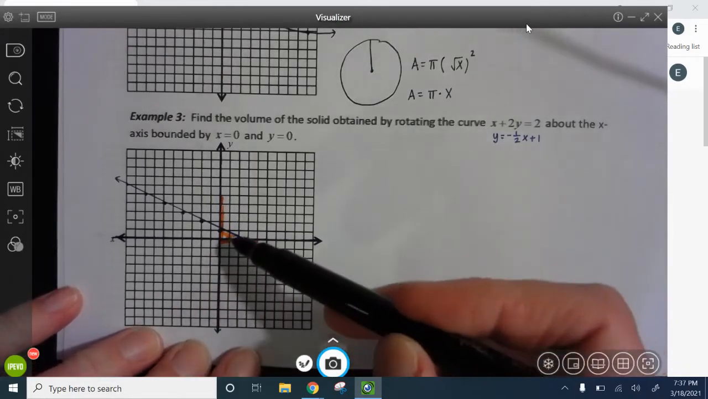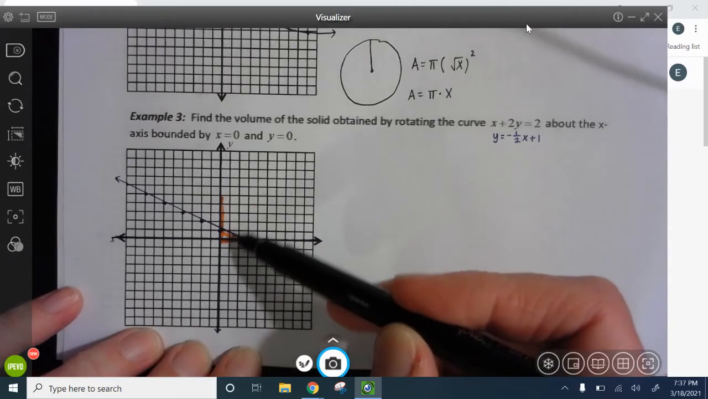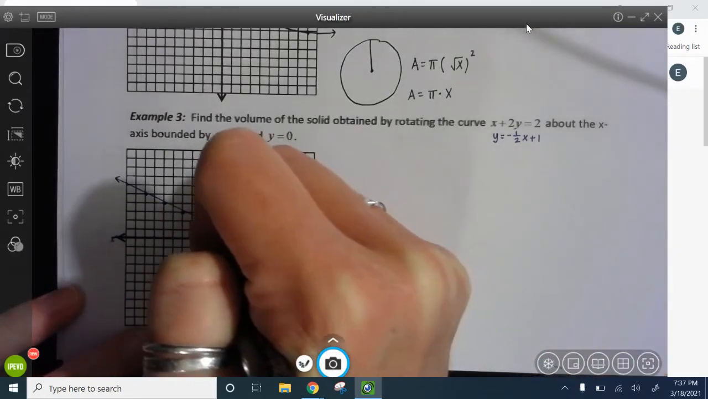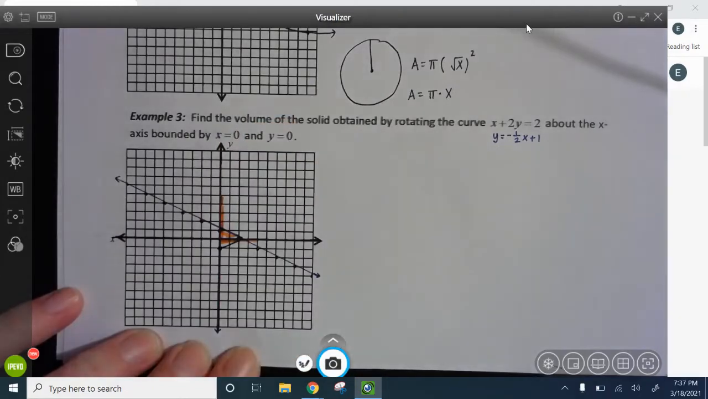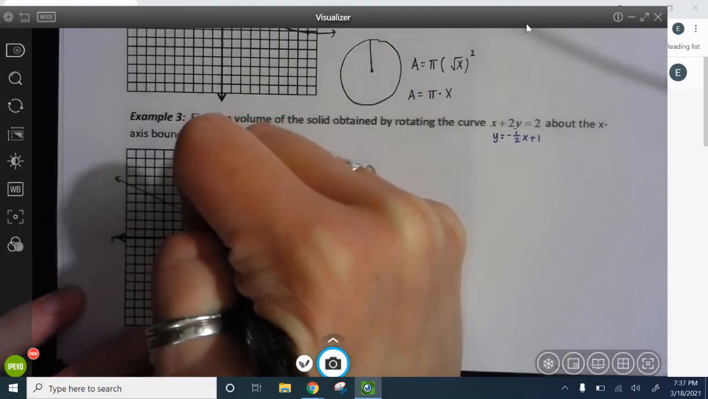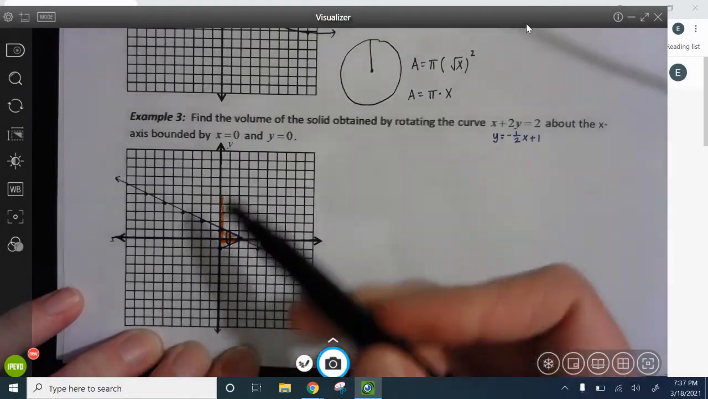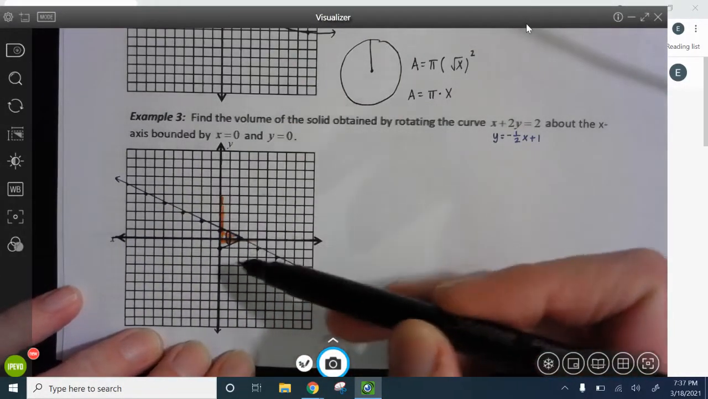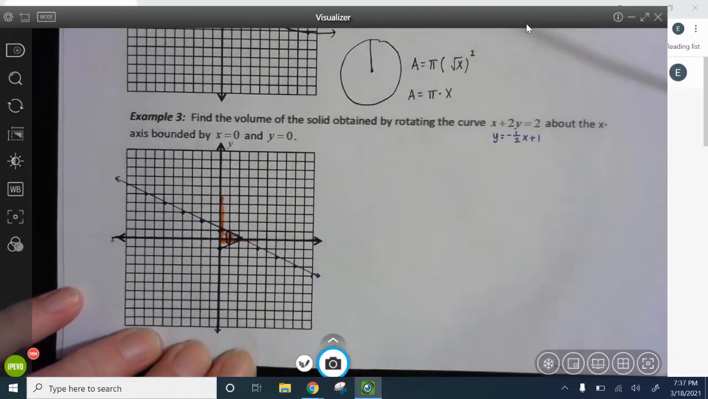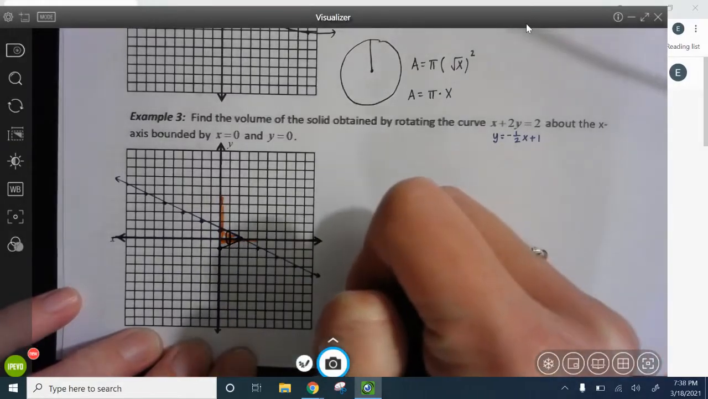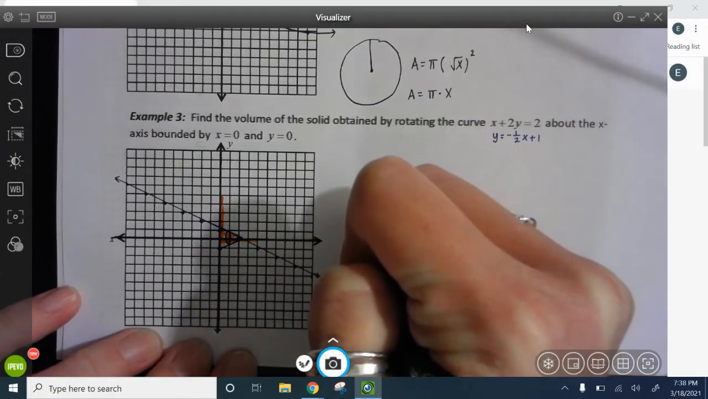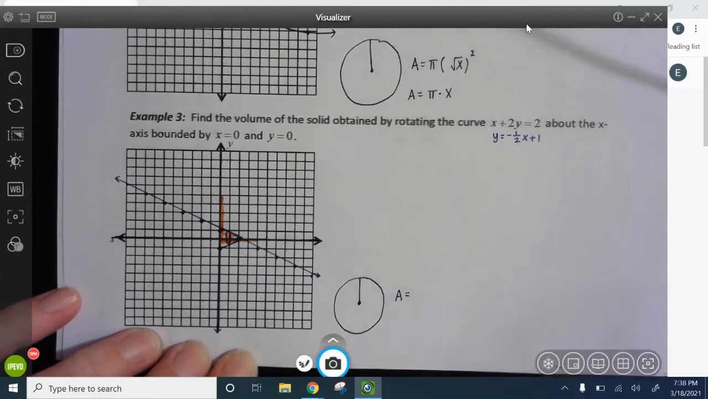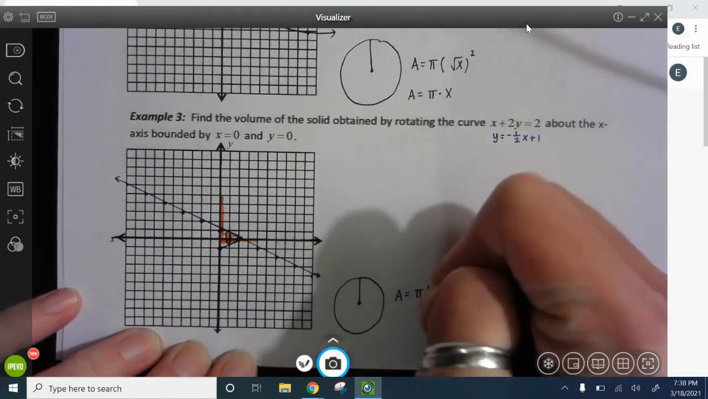So if I think about this area as being rotated about the x-axis, I'm going to get something that probably looks like a little triangle. Again, if I think about this as being a solid, it's going to have a circular cross-section as long as I'm rotating about the x-axis. So if I think about the area of my cross-section, it's still circular, so it's still going to be pi r squared.